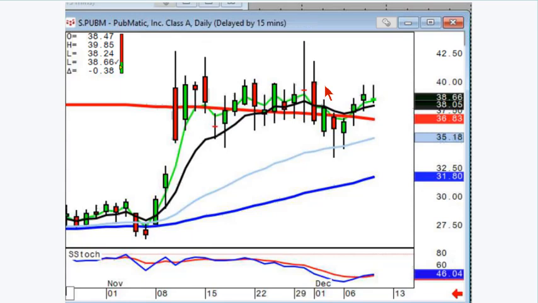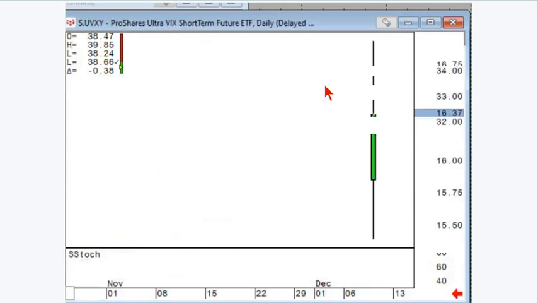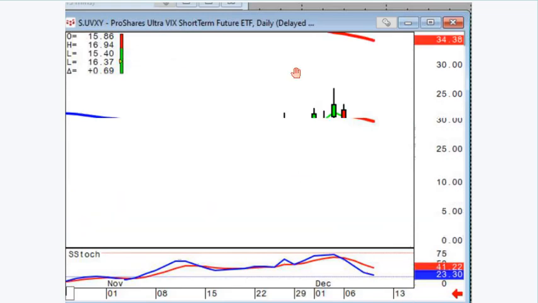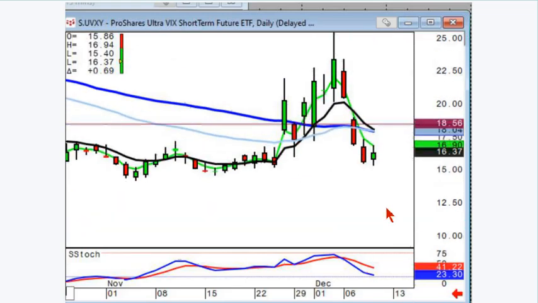PubM, that's kind of a nothing chart. I'd be someplace else. UVXY, I would just stay short. Did a bullish Harami, but you're not in the oversold area. So that leaves a little bit of suspicion of whether this is ready to reverse.